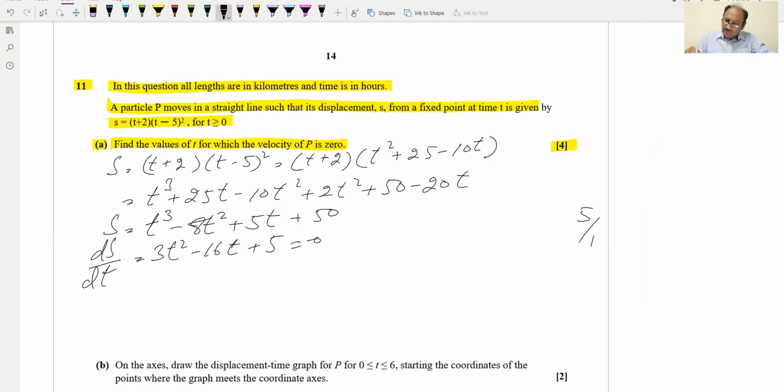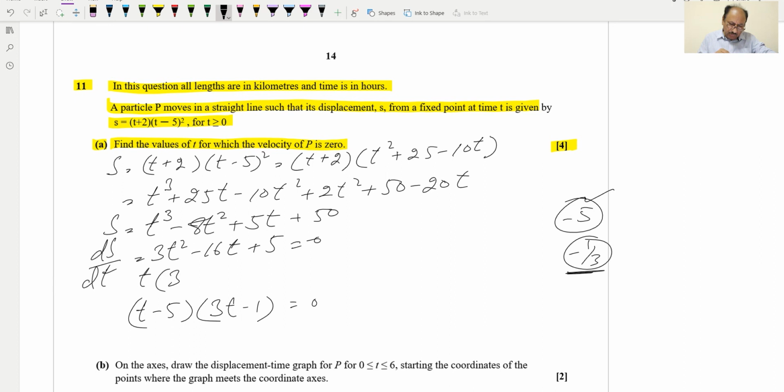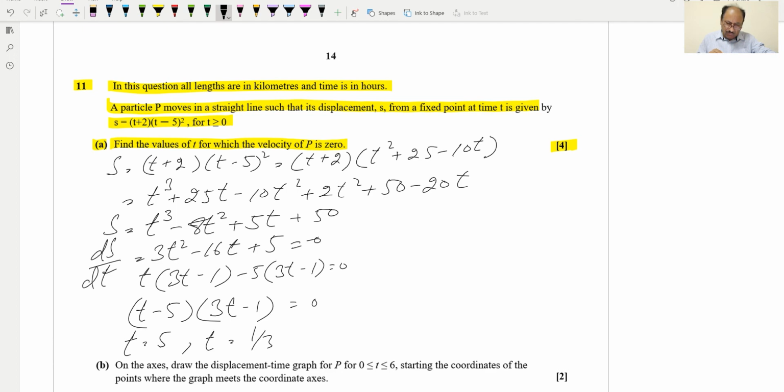So 5 and 1 by 3 are the values; change sign and use these values. When we use 5 it will be t minus 5, and when we use this one it will be 3t minus 1 is equal to 0. I'm writing the intermediate step, t into 3t minus 1, so that you should not lose marks, so this is equal to 0 and this is gone. Now we can write t is equal to 5 and t is equal to 1 by 3. This will be our answer for this 4 marks part.